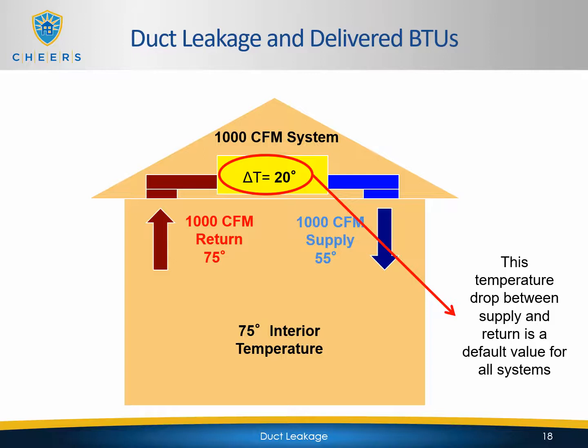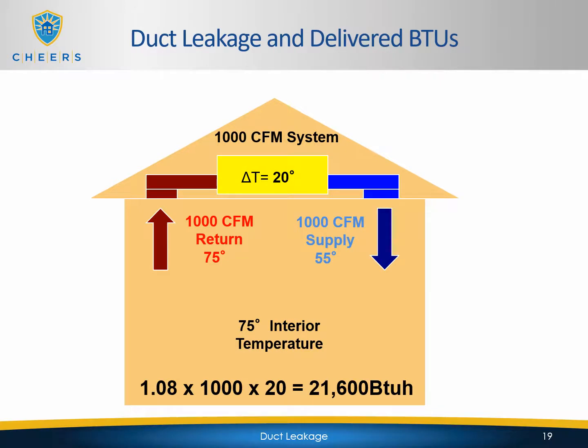Now the delta T is 20 degrees. Please note that this temperature drop between supply and return is a default value for all systems. That is just an industry default. So the difference between supply and return is 20 degrees unless you know otherwise. But if we know that the interior temperature is 75, then with a 20 degree difference, the supply temperature will be 55.